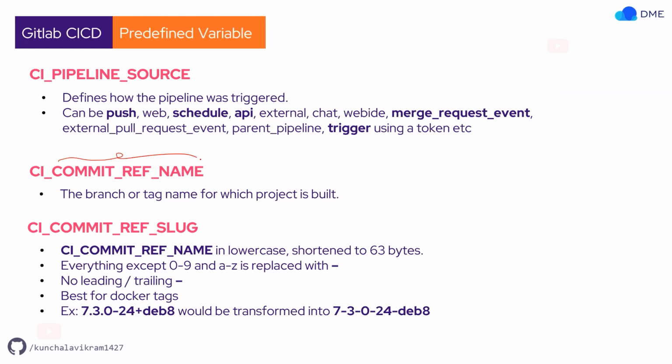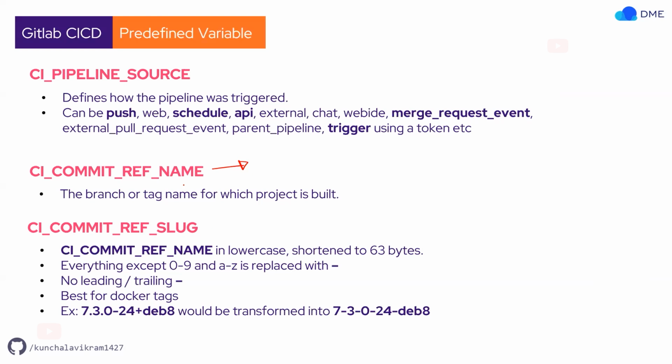It is the commit branch name. Okay, that triggered the pipeline. In many places you will also see slug instead of name. So what is slug? It will convert this name into some meaningful format.